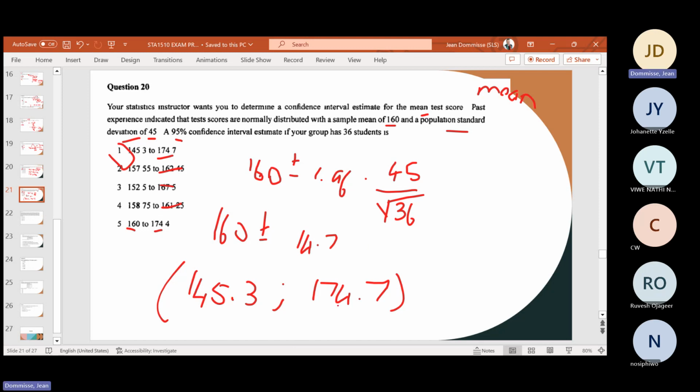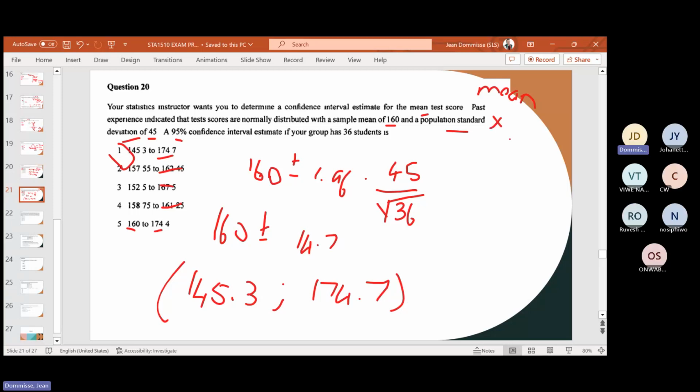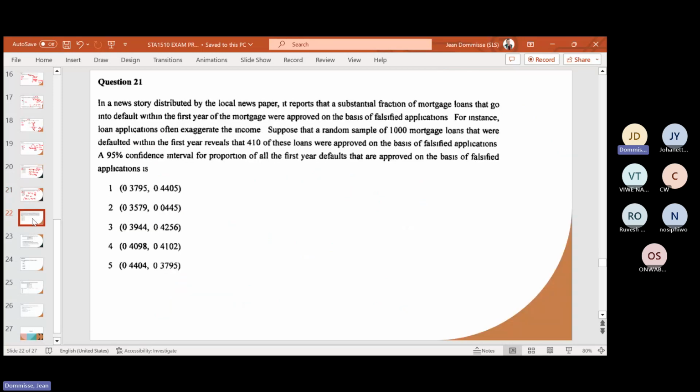Okay. Any questions around this? So the important one that we needed to identify was that the population standard deviation was given, and that was 45, and then you use that in your equation. Okay, so if it was unknown, that means we would have needed to calculate the t value.